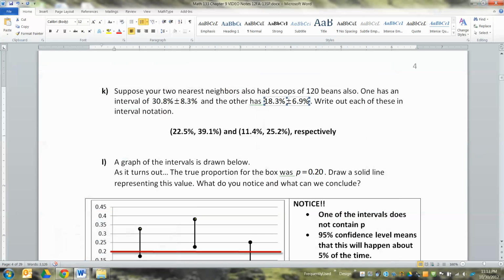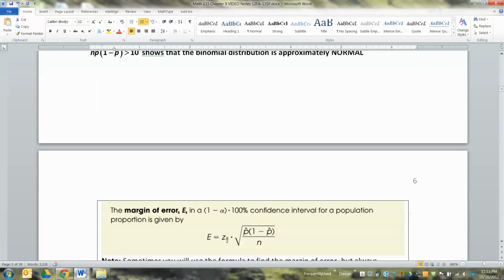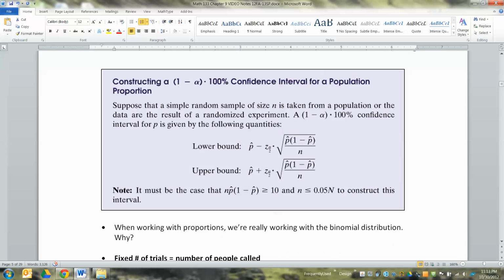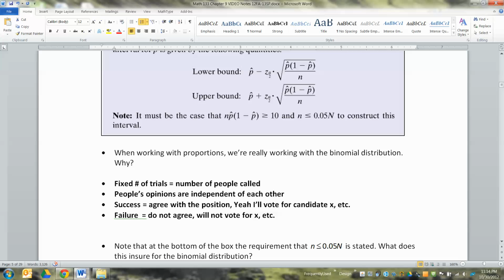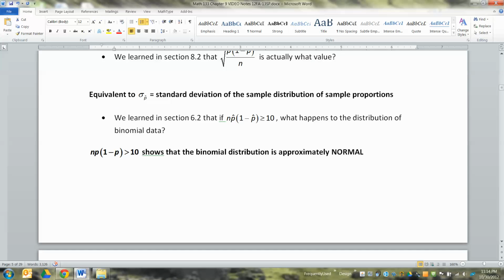Well, the answer is it comes from the formula, right? So we have this formula for it. And if you noticed, it's in the interval right here. So you take your p hat, that's your point estimate, and you add on and subtract away your margin of error. And then it's really a z-score times the standard deviation of the sampling distribution of sample proportions.